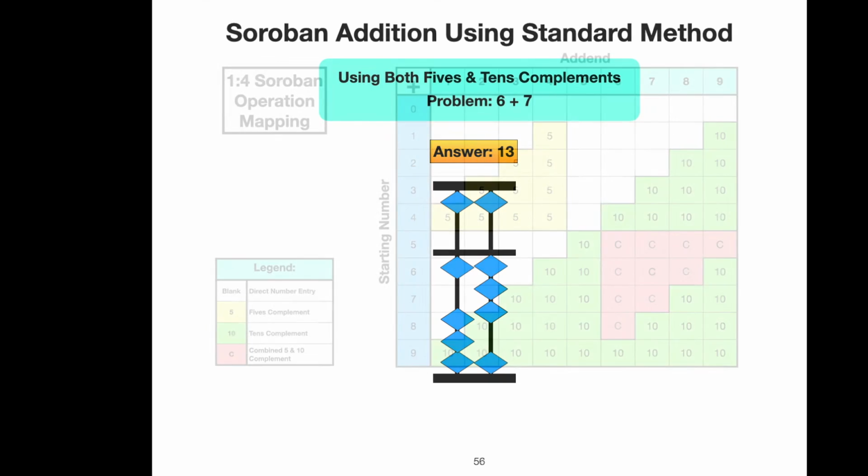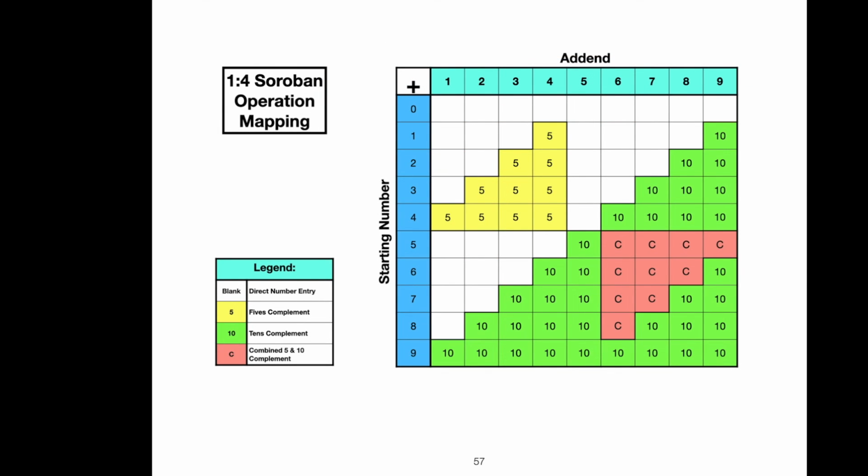So there's 4 different kinds of problems that you might ever encounter in a Soroban. So if you look at the blue vertical column in the middle of this chart, those are all the possible numbers you could be starting with on the abacus, 0 through 9. And then the teal-colored row above represents all the possible numbers you could be adding to it. And the intersections of all those possible numbers, the chart tells us what kind of an operation we have to do that calculation.